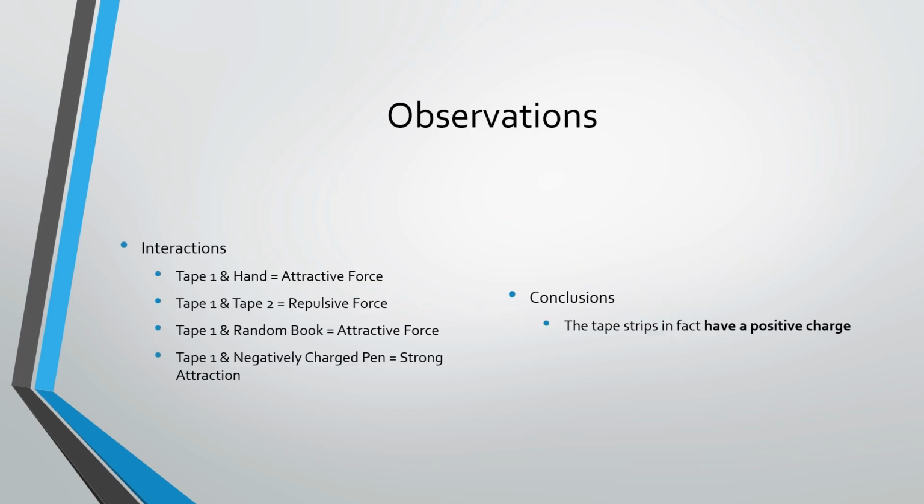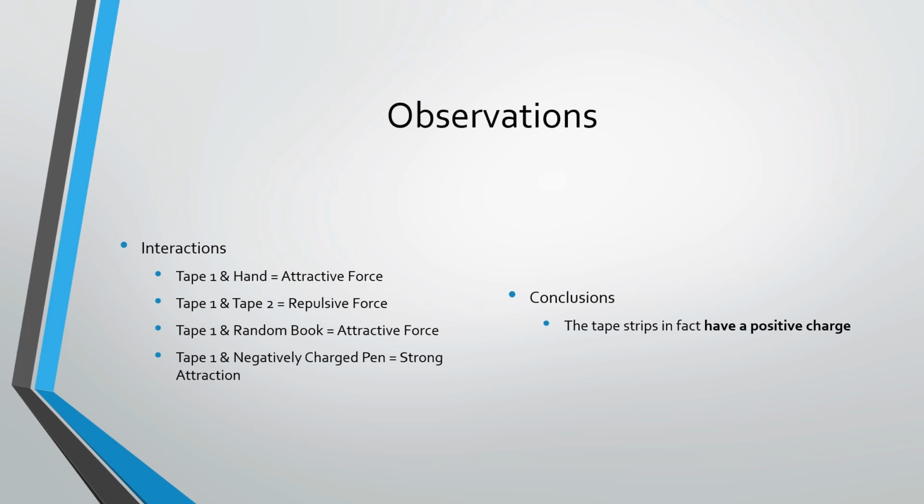And now for our observations, when we saw tape 1 with a hand, it had an attractive force. Tape 1 and tape 2 had a repulsive force. Tape 1 and a random book had an attractive force. And then tape 1 and a negatively charged pen had a strong attraction. This led us to conclude that the tape strips, in fact, have a positive charge.